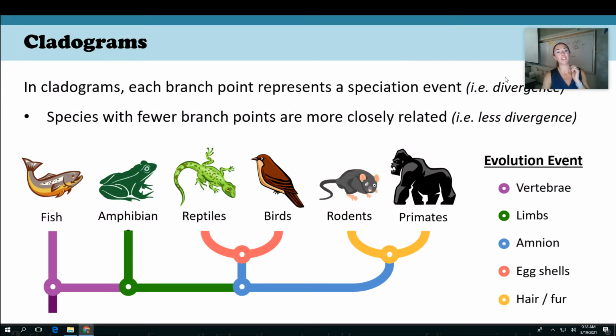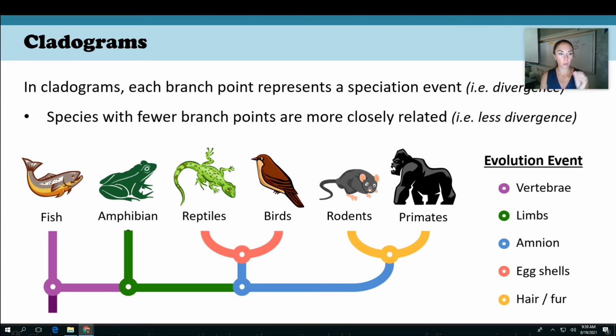All right. So in cladograms, each branch point represents an event that created divergence to create a new species, right? Speciation is the creation of a new species when they can no longer breed together, right? So that's how we defined it, I think in 5.2, maybe 5.1, right?